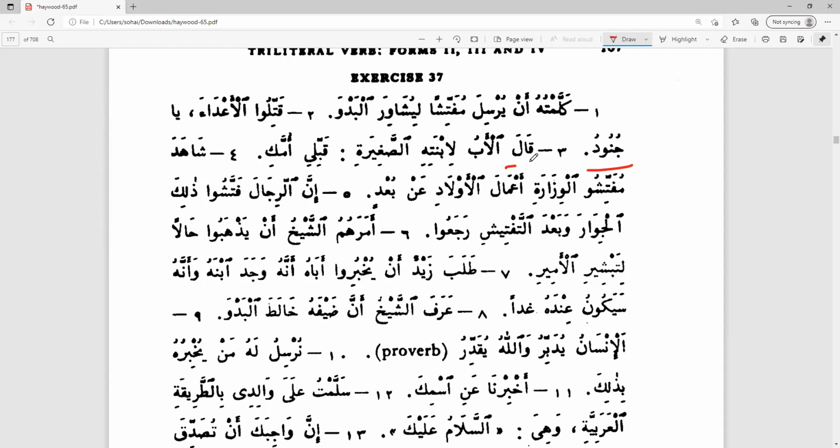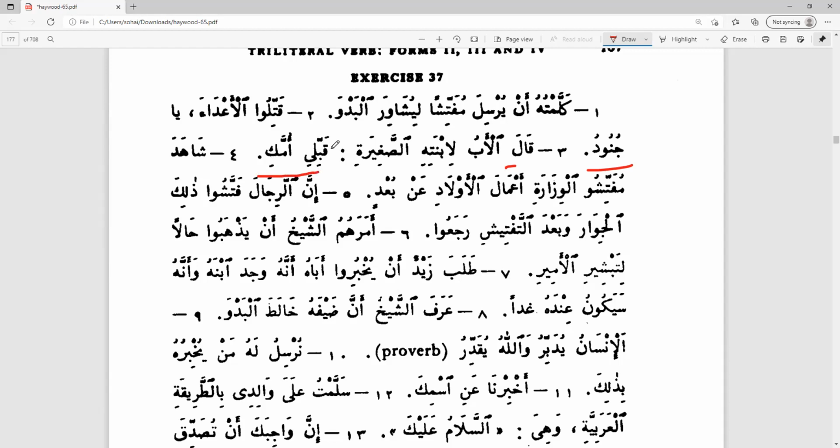Rahana, number 3. Yes, sir. قال الأب لابنته الصغيرة. The father said to his small daughter, قبلي أمك. Finish off. Yes, sir, I'm finished. قبلي أمك. Yeah, same question.